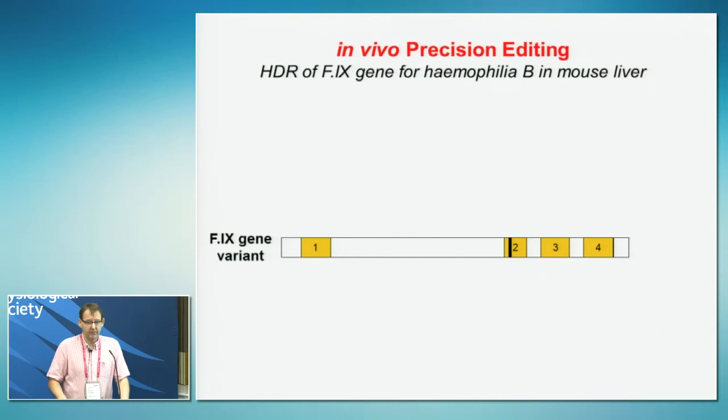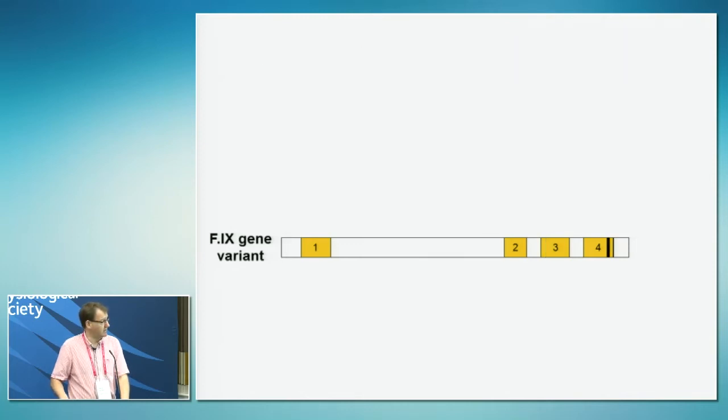Here's another really powerful paper, which was made by Kathy High's group in 2011. This represents part of the factor 9 gene, which is defective in haemophilia B. There are 4 exons here, and these little black lines represent mutations. They can occur anywhere throughout the gene, and as I just showed you with the previous example, the interleukin 2 receptor gamma chain, you can get mutations at lots of different places.